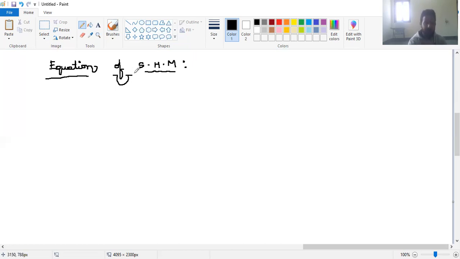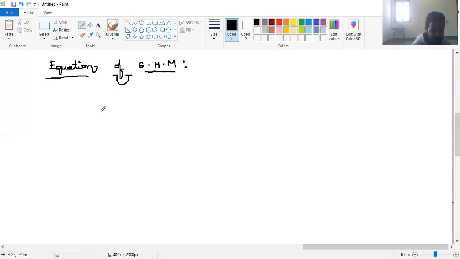So let us go with the equation of SHM. In equation of SHM, we can frame many equations. One is according to velocity, one is according to acceleration, one is according to displacement. So let us frame and understand each and every equation. Then we can go with the problems regarding the equation of SHM. Okay, so let me start.